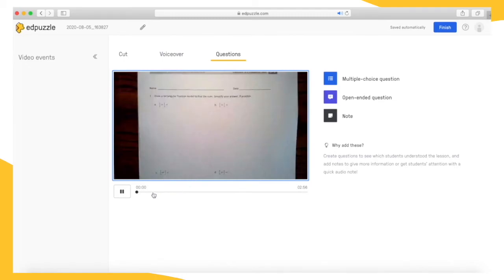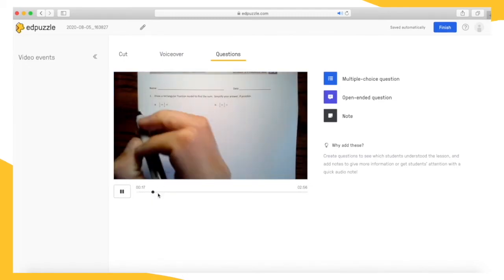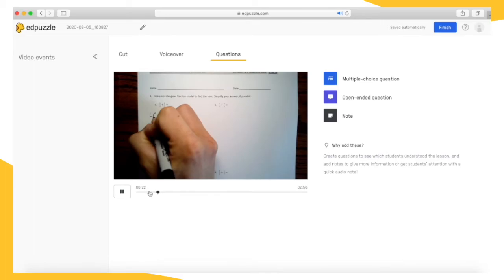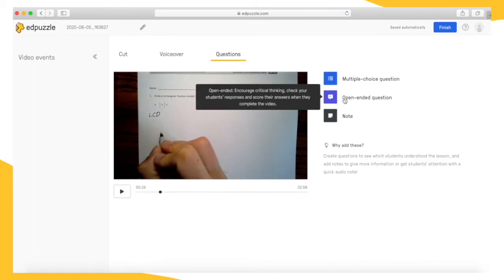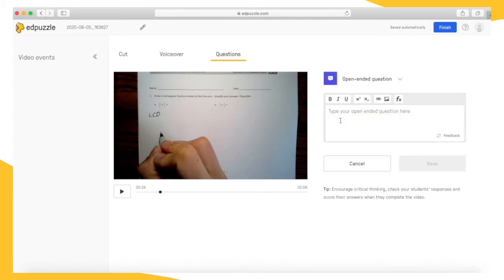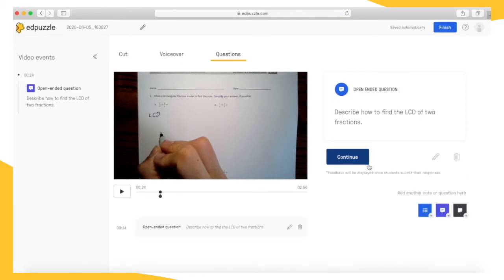The first question I asked students was how to find the lowest common denominator of two fractions. So I'll pause here and embed an open-ended question. I could ask students, describe how to find the lowest common denominator of two fractions. Then I could keep moving.